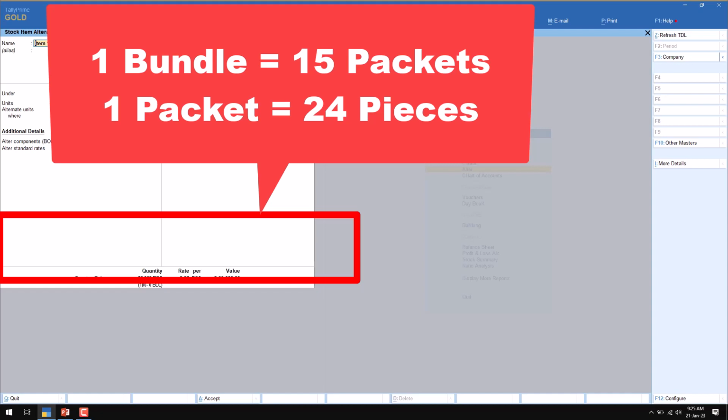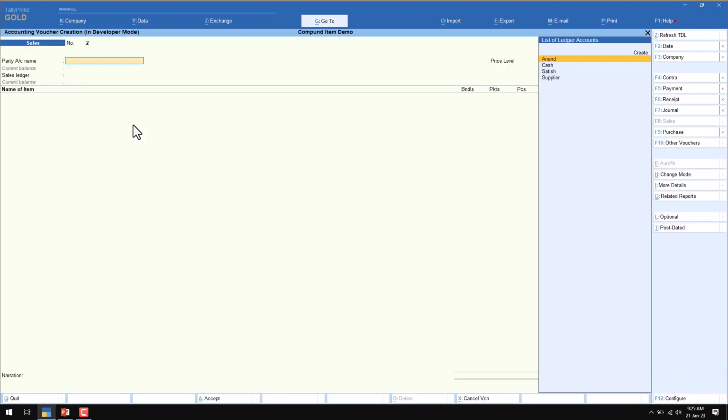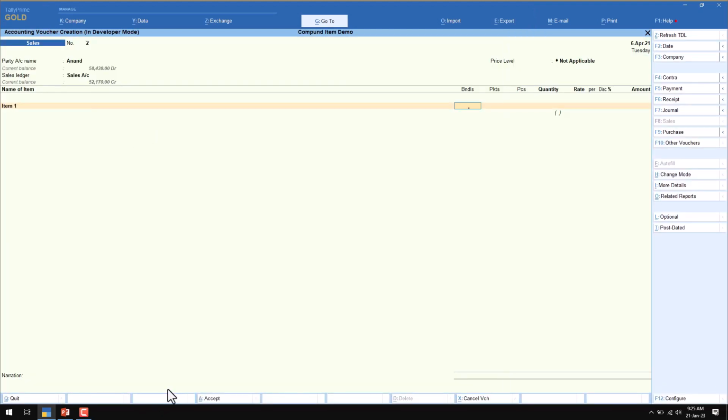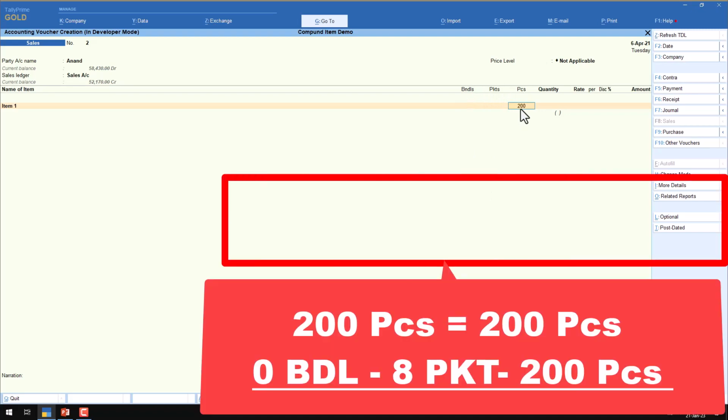Now look at the transaction of the sales entry. In a sales voucher, I selected any item, item number 1. Initially I took 200 pieces. In Tally I entered here, and it gives an option of bundles, packets and pieces. Here we entered 200 pieces. Now on enter, it automatically converts to 8 packets and pieces.